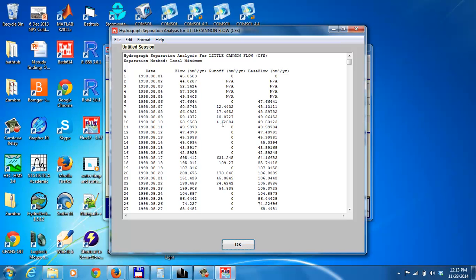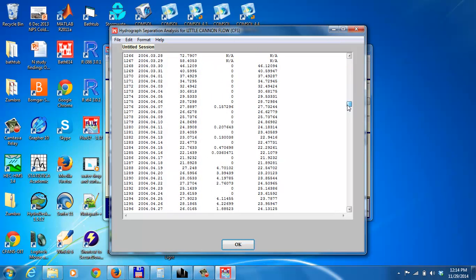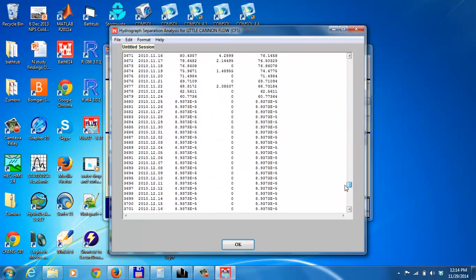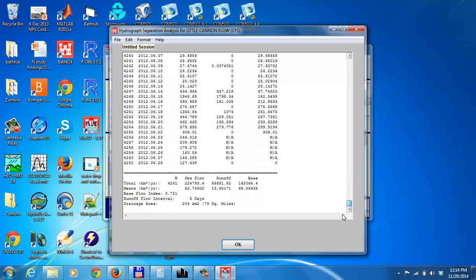So this is the direct runoff column. This is the baseflow. You can call that groundwater, or you can call it groundwater plus tile drainage plus interflow. Notice that the numbers here, this column plus this column, add up to the total flow column. There should be 4,000 some values here, going all the way down to 4,262.